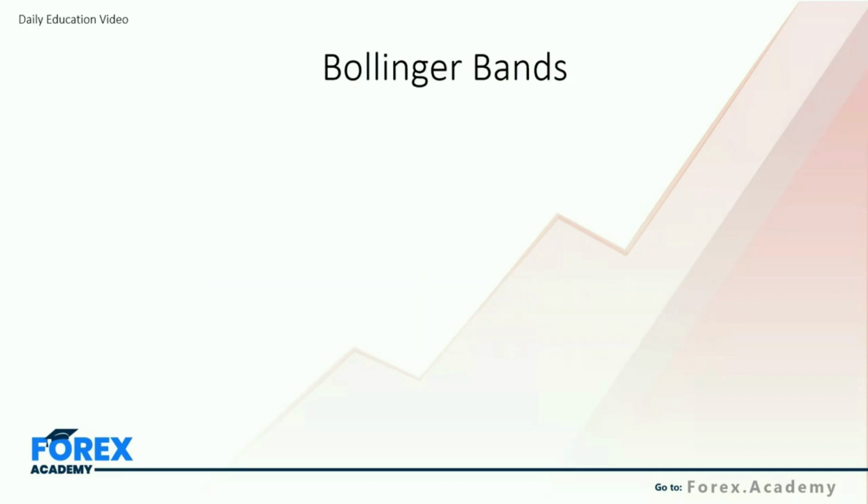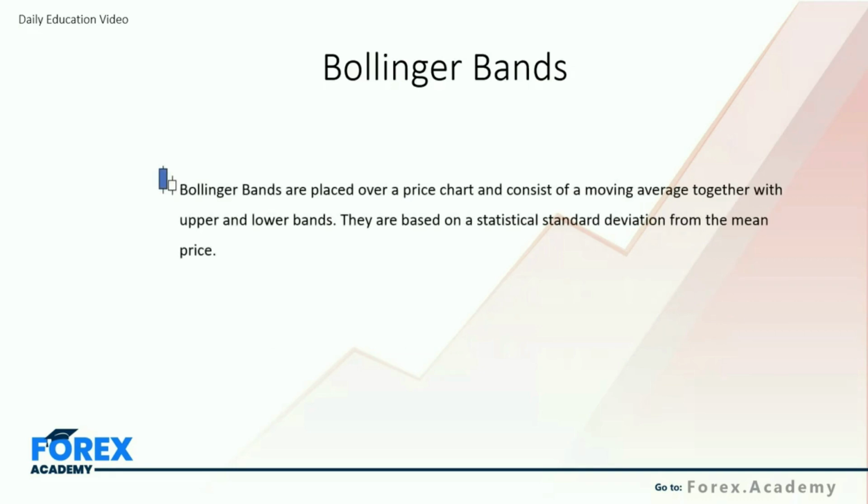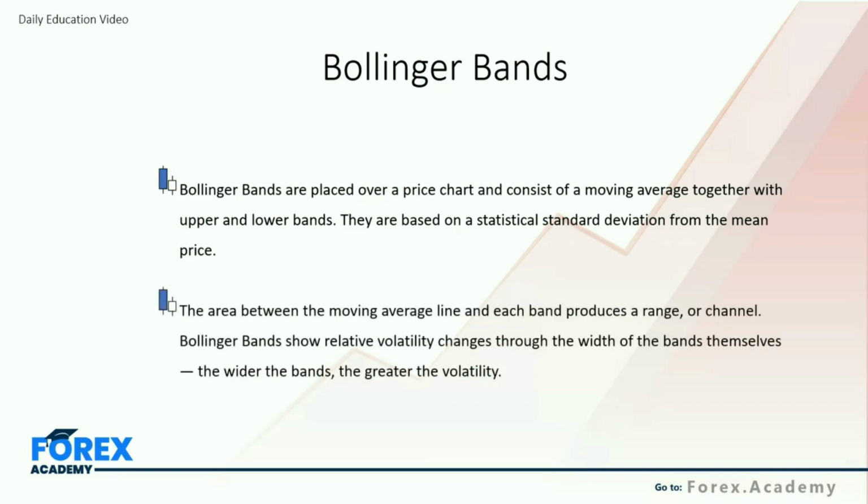So let's look at Bollinger Bands specifically themselves. They are placed over a price chart and consist of moving averages together with upper and lower bands. They are based on statistical standard deviation from the mean. Okay, so what does that mean? Well, we'll have one moving average going through the price, and then we can choose our own deviation from that average price to give us an upper and a lower band. The area between the moving average line and each band produces a range or channel.